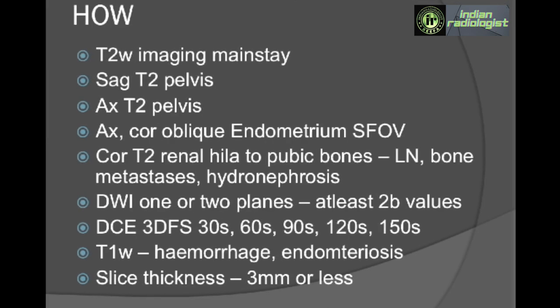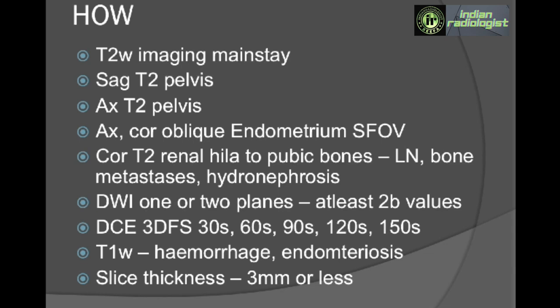Now, these are the sequences that are recommended. See, most of these are T2 weighted sequences, which is simply because of the far superior zonal anatomy assessment that we get with T2 weighted sequences. In addition, DWI is recommended in one or two planes with at least 2 B values. Ideally, obtaining an axial DWI is more helpful, which is along the cranial axis of the body, and that helps to reduce the artifacts compared to oblique scans.